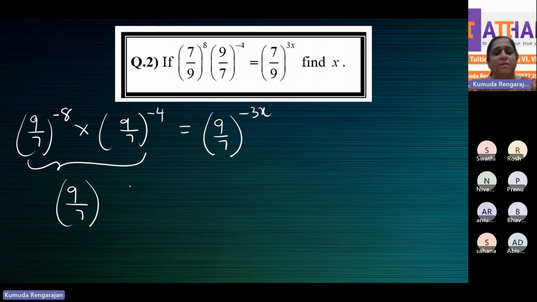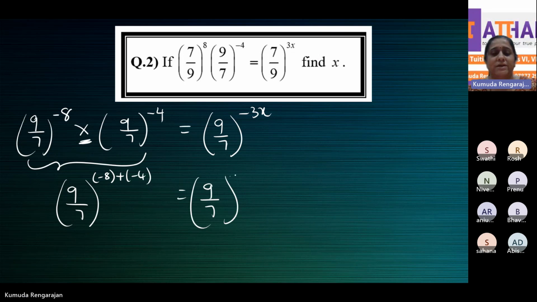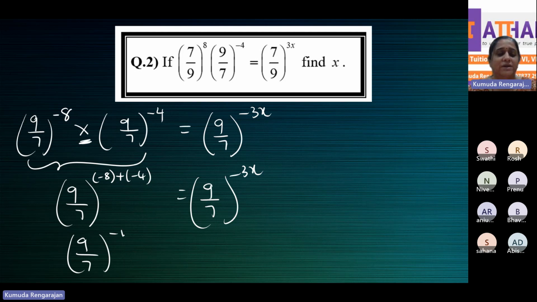So you can add the powers. It's multiplication, so you can add the powers. So it'll be minus 8 plus minus 4, is equal to 9 by 7 to the power minus 3x. So 9 by 7 to the power minus 8 minus 4, which is minus 12, is equal to 9 by 7 to the power minus 3x.